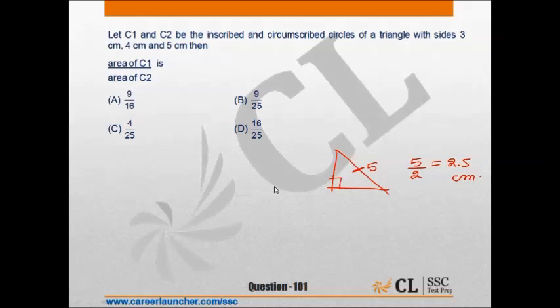Coming to the inradius, the inradius is equal to area upon semi-perimeter. Using this formula, we get the inradius as 1 centimeter. Now, we are asked about the area of C1 upon C2. That would be equal to 1 square upon 2.5 whole square. And through this, we get our answer as 4 upon 25. Therefore, the correct option is option C.